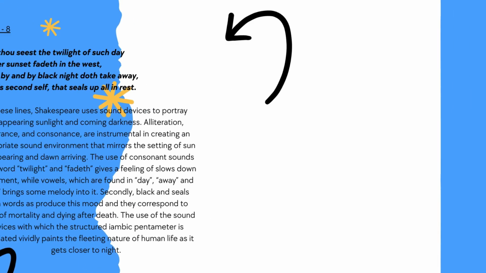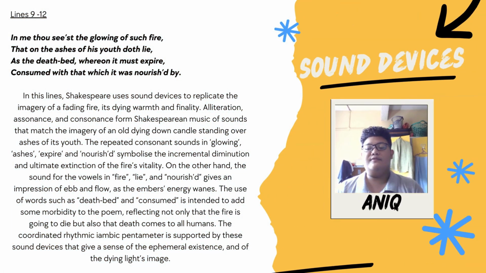Thank you, RUSYDAN. Moving on to lines 9 to 12. In me thou seest the glowing of such fire, that on the ashes of his youth doth lie, as the deathbed whereon it must expire, consumed with that which it was nourished by.